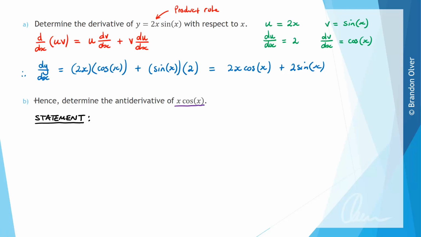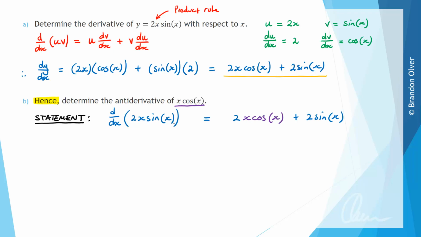So because of this word hence, it's inviting us to use information from the previous part of the question. So that's what I'm going to use to create this statement. And the statement will be that the derivative d dx of 2x sine of x is going to equal 2x cos of x plus 2 sine of x. So that is an equivalent statement that we found from part A.